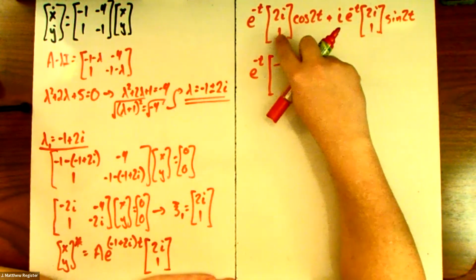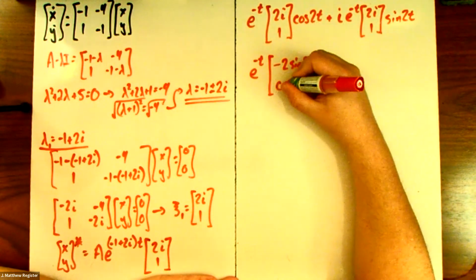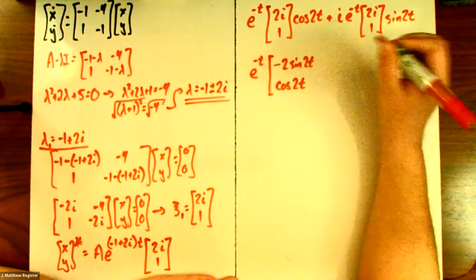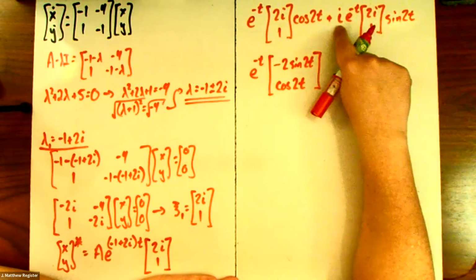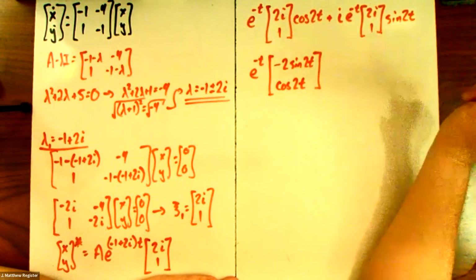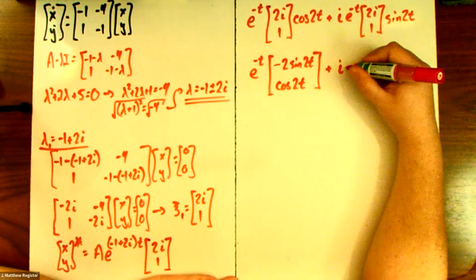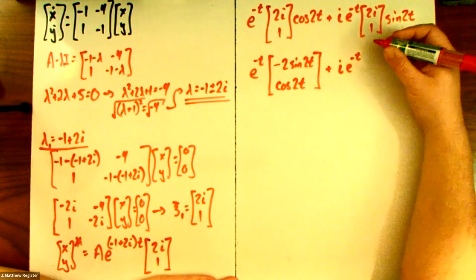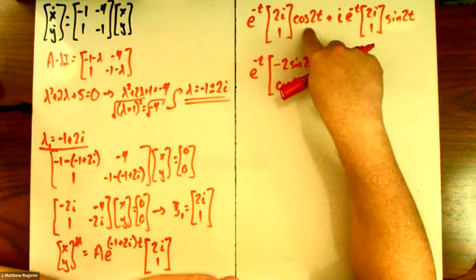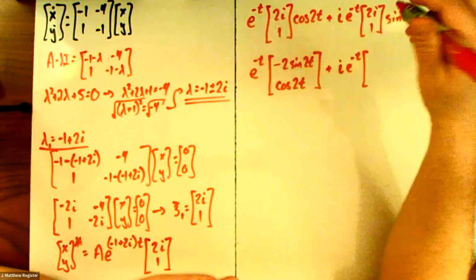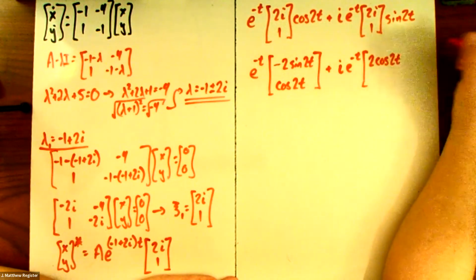On the bottom, we have a 1 cosine of 2t. That is a real component. And that is the last real component because the other one is going to be an i times 1 times sine of 2t. Now for the imaginary component. And so the 2i cosine of 2t, well, that's imaginary. So we're going to say that this is 2 cosine of 2t.